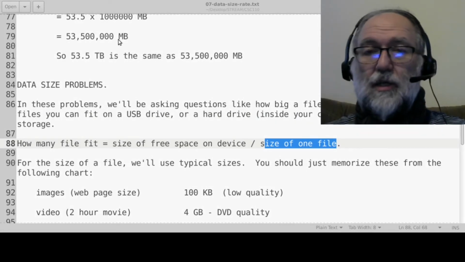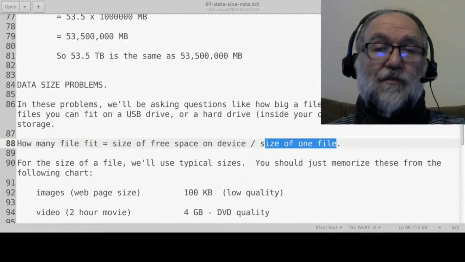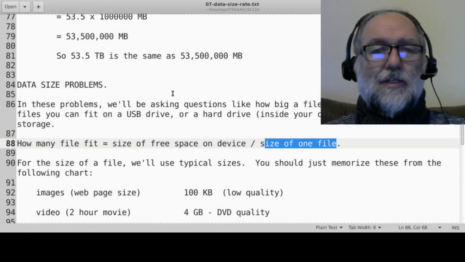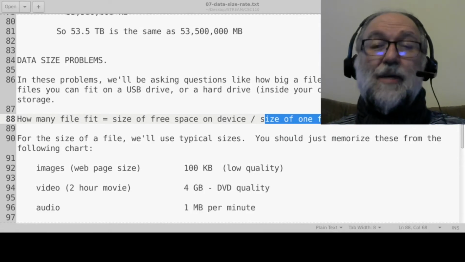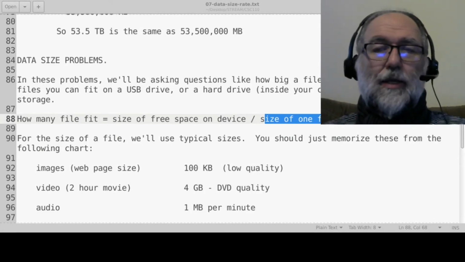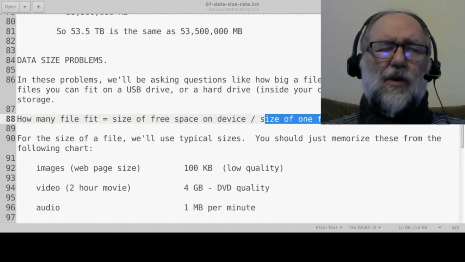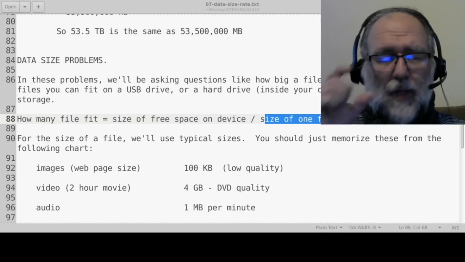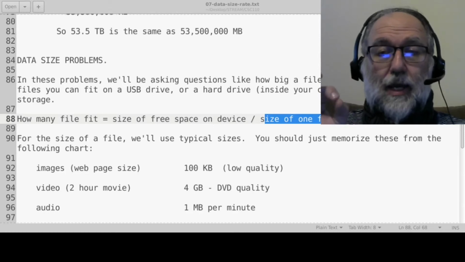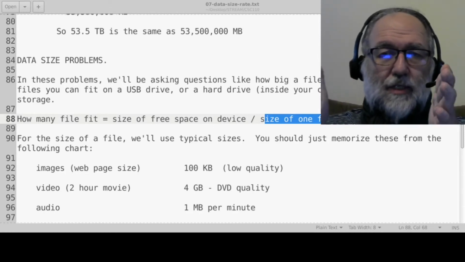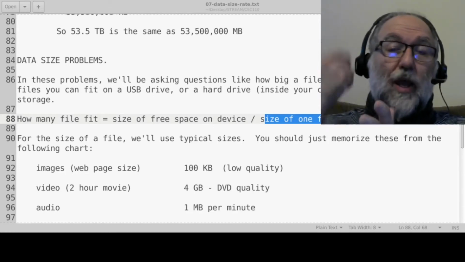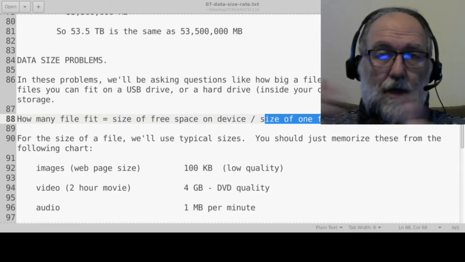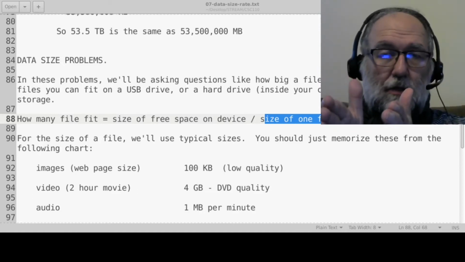I gave you this chart when we were doing encoding, at the very end of that. We're going to pick up from that. This chart is an approximation of typical sizes of files. The reason you can't say exactly how big a file is, is because you remember this business of compression? What compression does is make a file smaller. It throws away a little bit of the quality of the file, but it makes the file smaller.